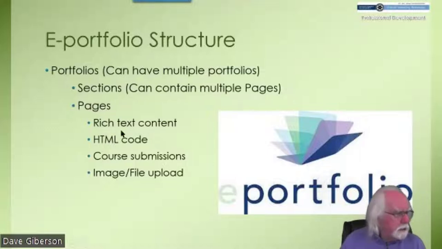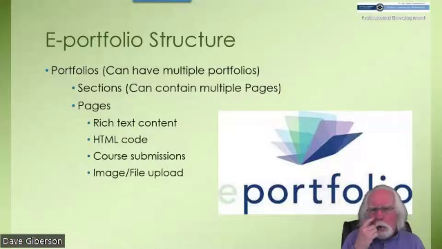And each page can contain four different types of content. I'm going to illustrate what those mean as we go through. But rich text content basically is stuff you can enter into the portfolio using a limited version of the rich content editor in Canvas, where you can type stuff and insert video, embed videos, and things like that.